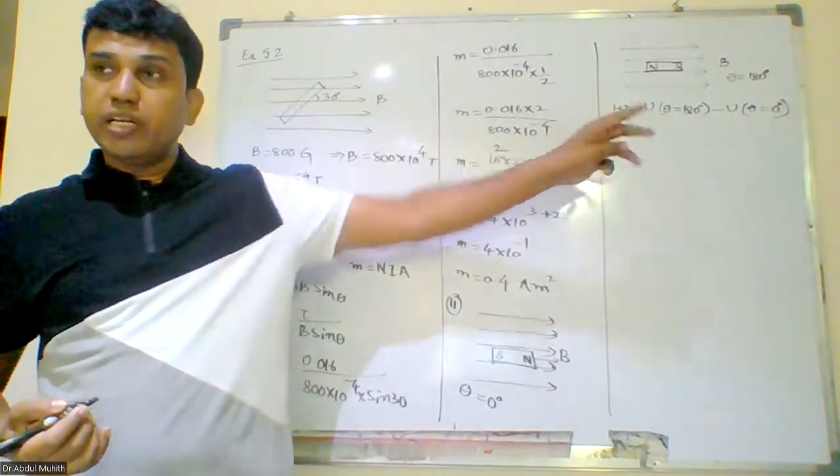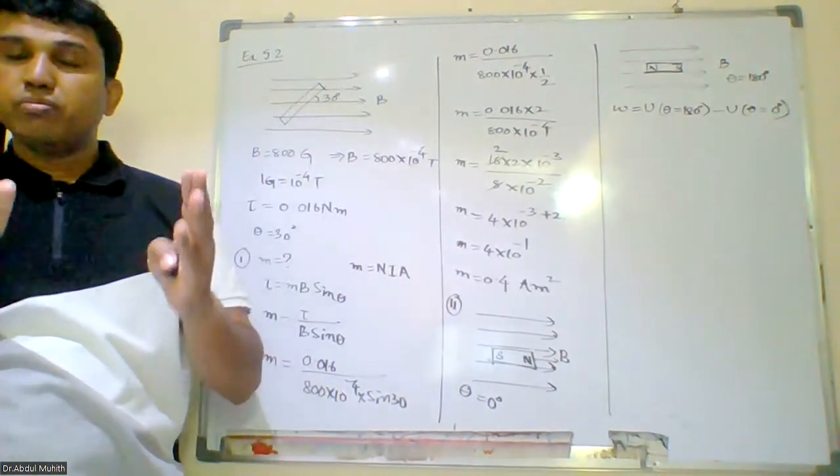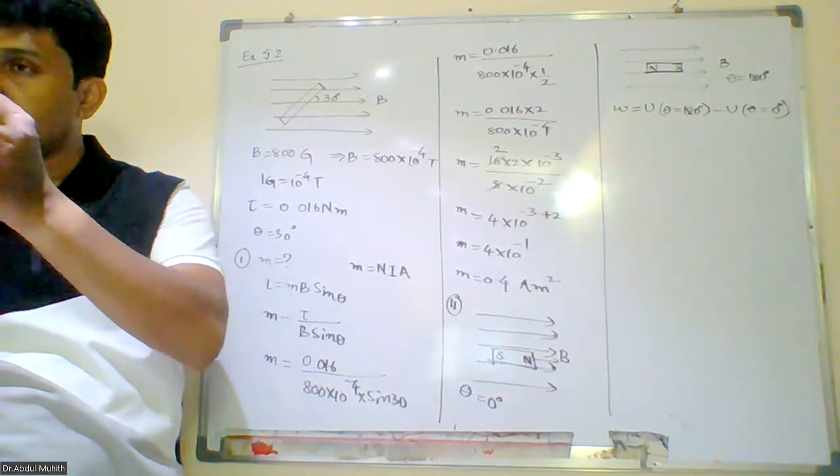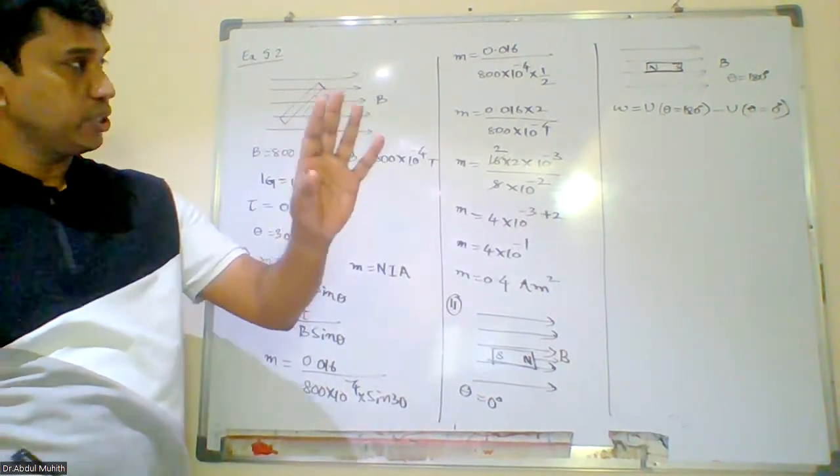Energy, see, work done and energy are the same. Keep that in mind. They have the same units. Work done is also measured in joules. Energy is also measured in joules. Both are measured in joules.